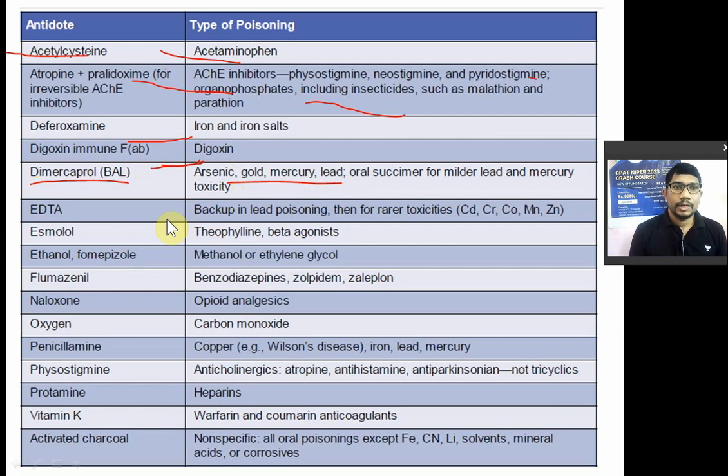Now, in case of lead poisoning, what is the antidote? EDTA. In case of theophylline and beta agonist poisoning, beta blocker esmolol is the antidote. In case of methanol poisoning, ethanol is the antidote. In case of ethylene glycol, fomepizole is the antidote. In case of benzodiazepine, zolpidem, zaleplon poisoning, flumazenil is the antidote. In case of opioid analgesic poisoning, naloxone, an opioid antagonist, is the antidote. In case of carbon monoxide poisoning, oxygen or hyperbaric oxygen.